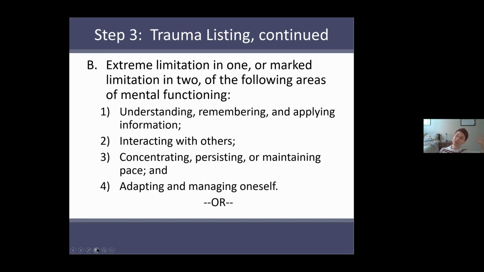And a lot of stuff in the records is going to fit in both areas. If people have outbursts, uncontrolled outbursts, that goes to interacting with others, but it also goes to emotional regulation, right? Adapting and managing oneself. If somebody isn't allowed to use the stove because every time they use the stove, they cause a fire because they get so distracted, that's both concentrating, persisting, and maintaining pace, but it's also adapting and managing oneself, right? Because it's an activity of daily living.